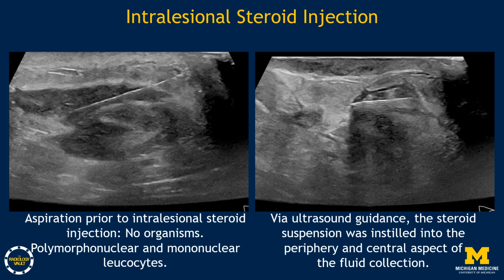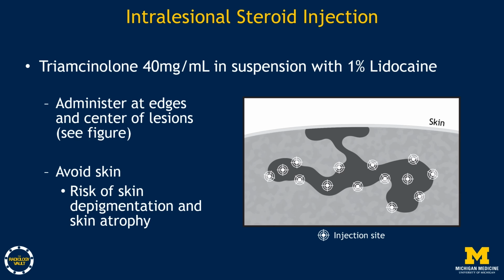In this case, no organisms had grown from the microbiology. Then via ultrasound guidance, the steroid suspension was instilled into the periphery and central aspect of the fluid collection. This is just a figure showing the locations of where the steroid is injected, which includes the edges and the center of the lesion. We avoid the skin because of skin depigmentation and skin atrophy. We use triamcinolone 40 milligrams per milliliter in suspension with 1% lidocaine at our institution.